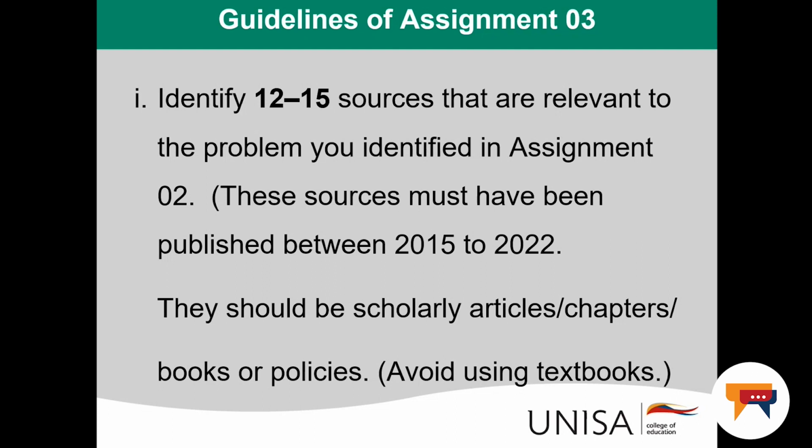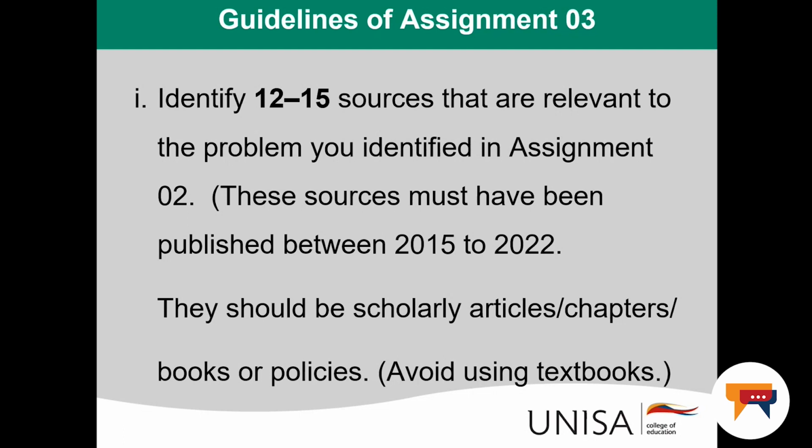In the first place, you need to identify 12 to 15 sources that are relevant to the problem you identified in assignment 2. These sources must have been published between 2015 and 2022. The reason for this is to help you keep your literature review in the current debates, meaning that your literature review should address the issues that we are experiencing in the current situation.